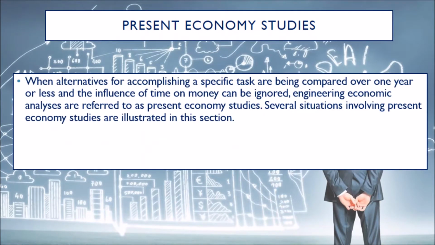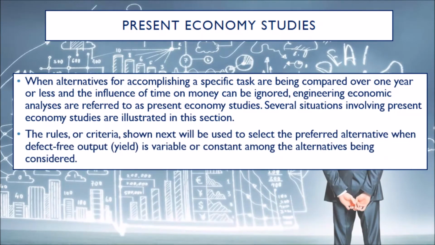When alternatives for accomplishing a specific task are being compared over 1 year or less, and the influence of time on money can be ignored, engineering economic analyses are referred to as present economy studies. Several situations involving present economy studies are illustrated in this section. The rules or criteria shown next will be used to select the preferred alternative when defect-free output is variable or constant among alternatives being considered.